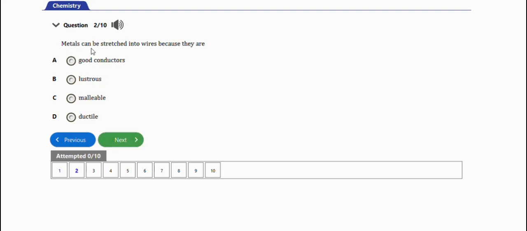It says metals can be stretched into wires because they are good conductors, lustrous, malleable, ductile. The right answer is option D, ductile. Also very important. Next repeated question will be this one.